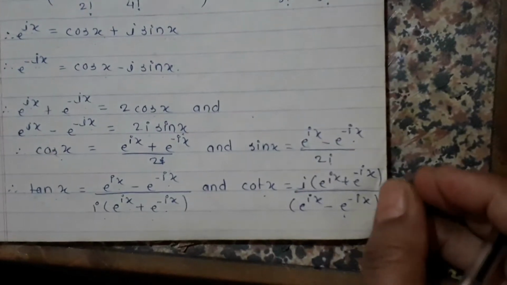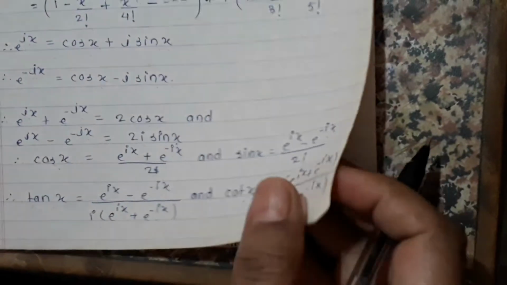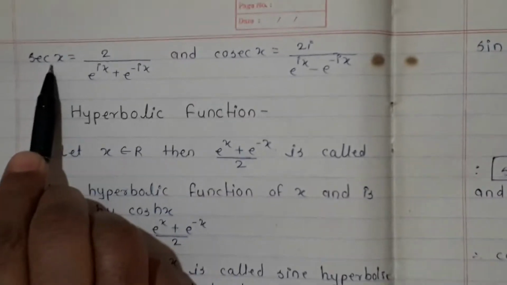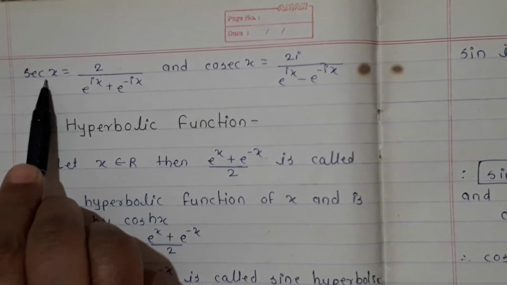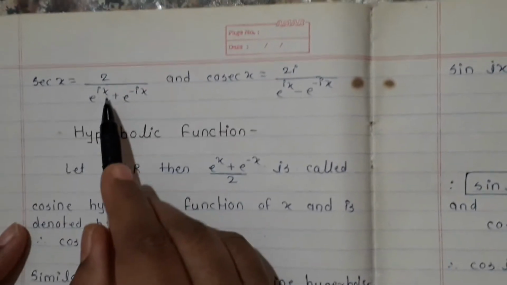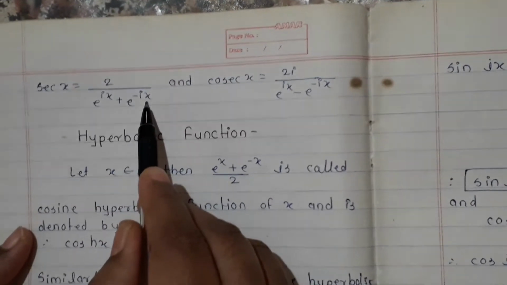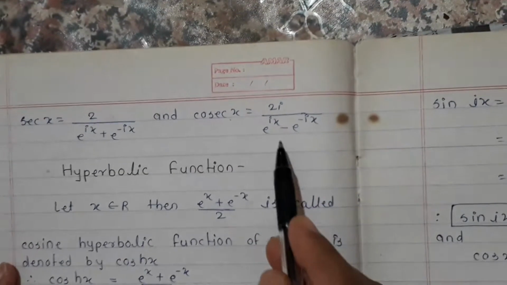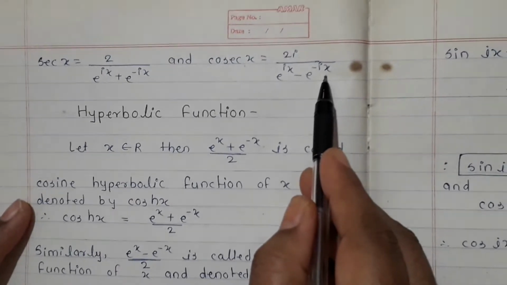So that gives the relation between exponential and circular function. Next we see the hyperbolic. Here also we can write the sec x. Sec x is nothing but 1 upon cos x, and therefore it is 2 upon e raised to ix plus e raised to minus ix, and cosec x is 1 upon sin x, so it can be written as 2i upon e raised to ix minus e raised to minus ix.